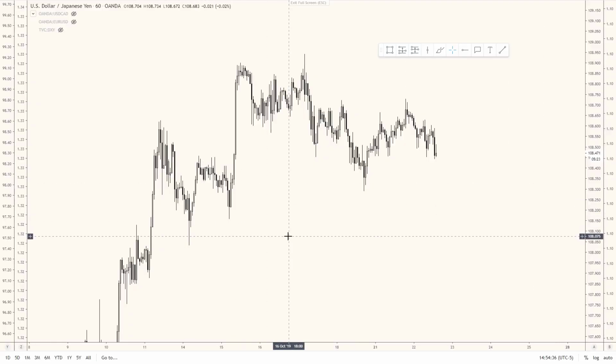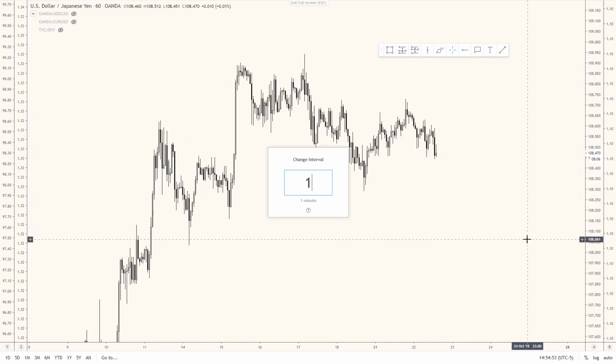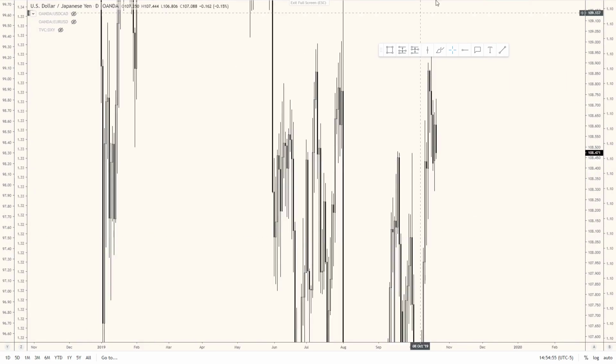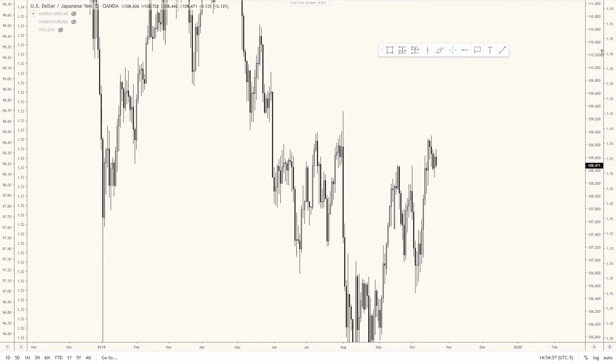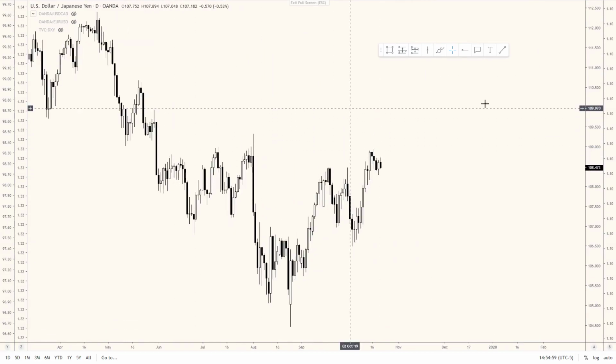Welcome to my computer screen. We're going to be taking a look at two pairs. We're going to be taking a look at UJ, so US dollar, Japanese yen, and then we're going to be taking a look at the US dollar and the Swiss franc. Now, as I said earlier, this is not going to be anything too insane. So the things I look for are very simple, and I'm sure there's a lot of traders that look for the same thing, but my execution is always going to be a little bit different.